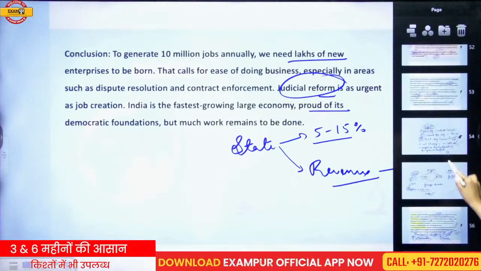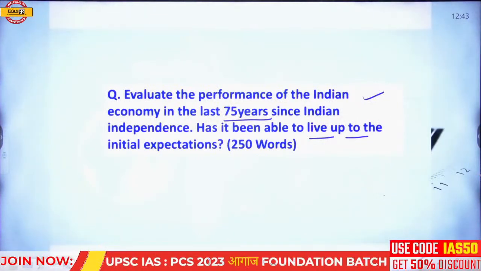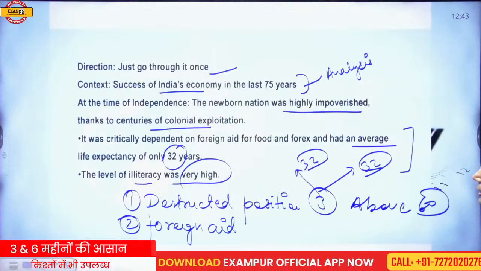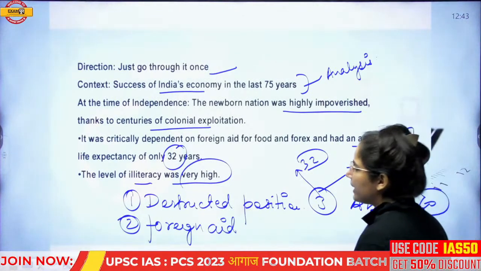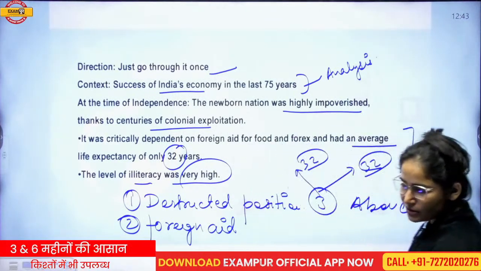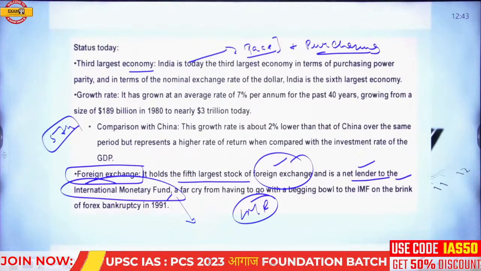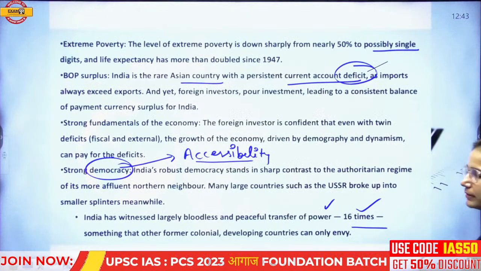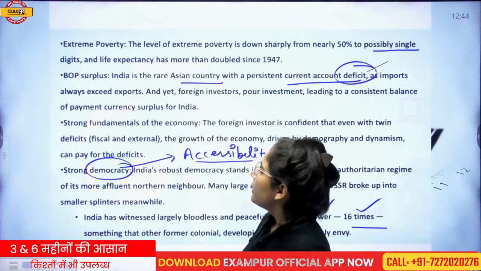So I have discussed in the lecture the performance of the Indian economy in the last 75 years since independence. What is the performance? You need to know. You need to write the context of 1947: what was the level of illiteracy, life expectancy, the exploitation, and the foreign aid. We were so dependent on foreign aid. Next, we have studied what kind of status we are on right now.